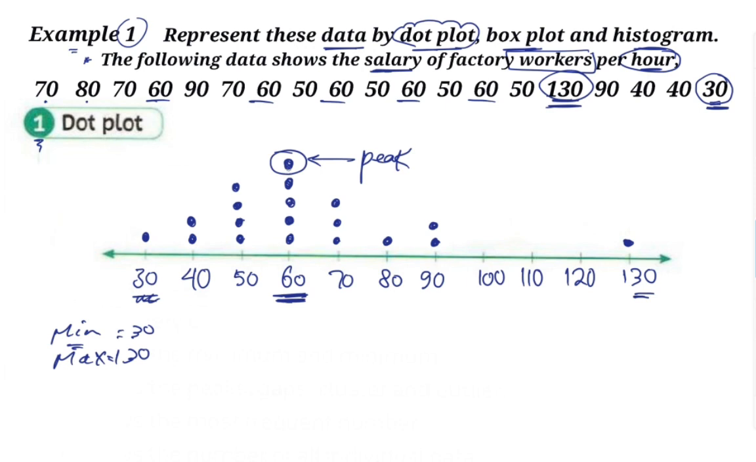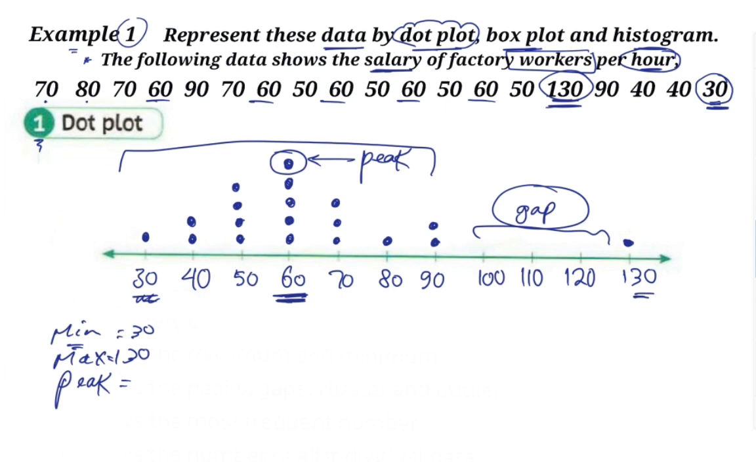This point is called the peak. It's the peak of the whole dot plot. Now I can find this space. It's an empty space. What is this empty space called? It's called a gap. I call it a gap. But here, this space is a group with no gap. There is no gap, so I call it a cluster.